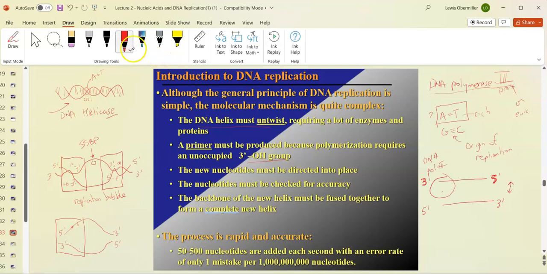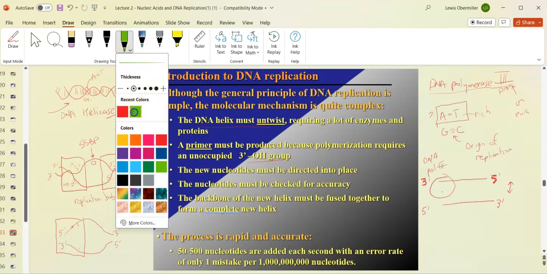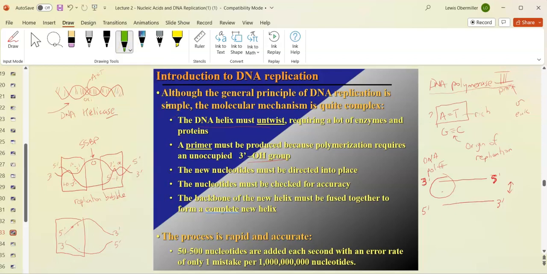The primer has to come in and lay down a short piece big enough for the polymerase to sit on. Usually that's somewhere around 10 to 20 base pairs. This would be synthesized in the 5 prime to 3 prime direction, because remember that hydroxyl group we have to take out water to put another nucleotide in there.